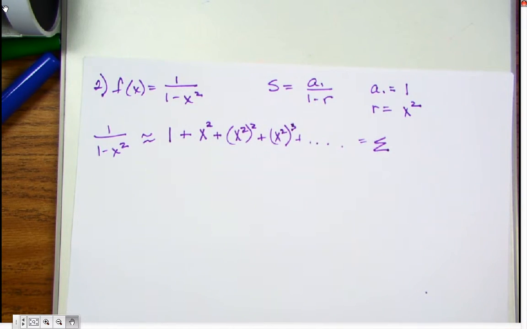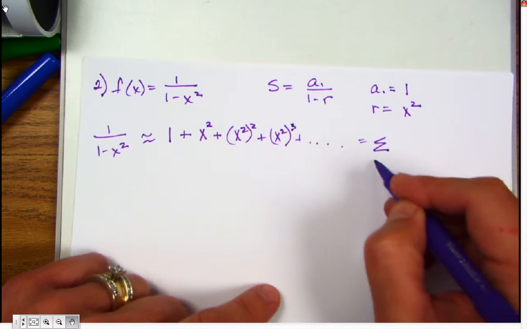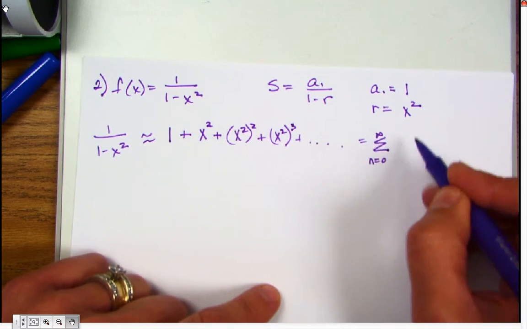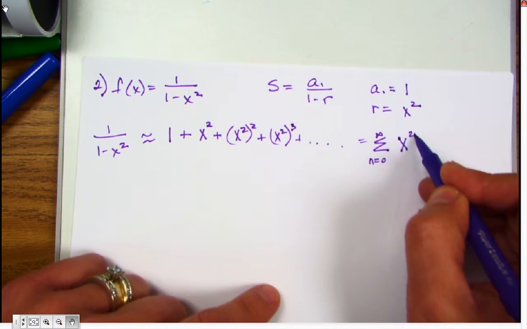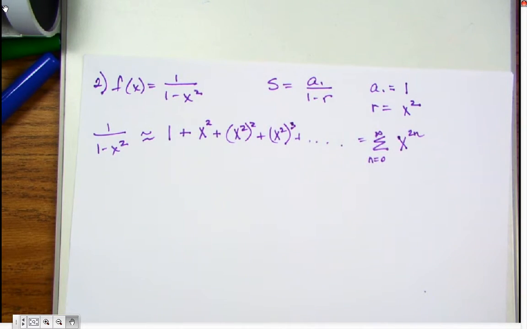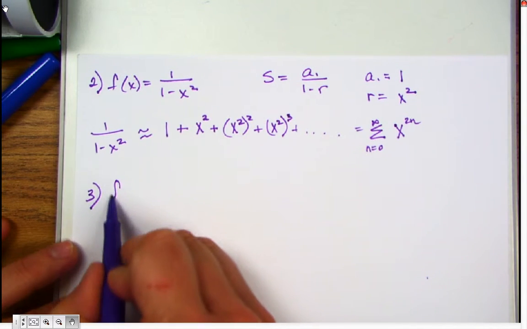Say again? Isn't it kind of like substitution? Yep. It's just that we're manipulating the geometric form of it. So then what does this become? Sum from n equals 0 to infinity of x to the 2n, right? Okay, same instructions. How about this one?